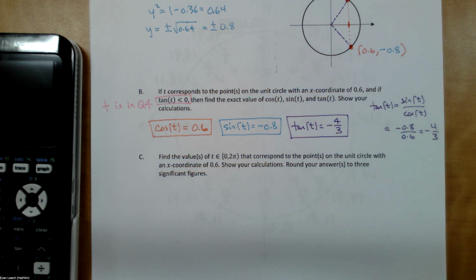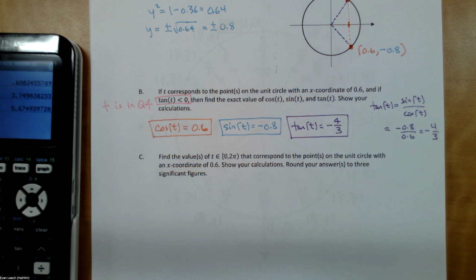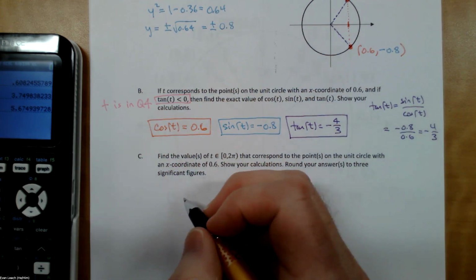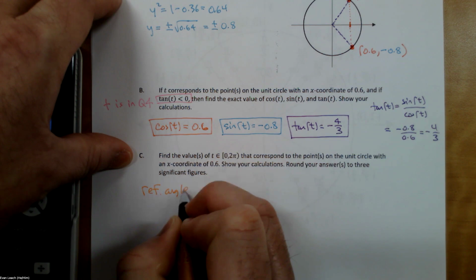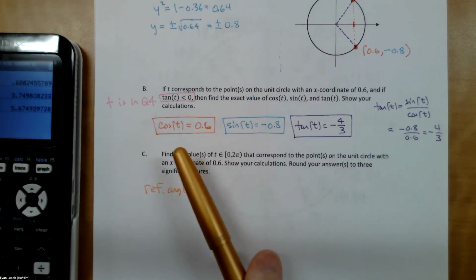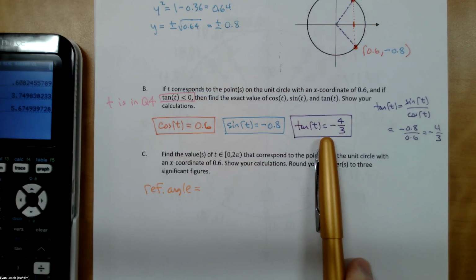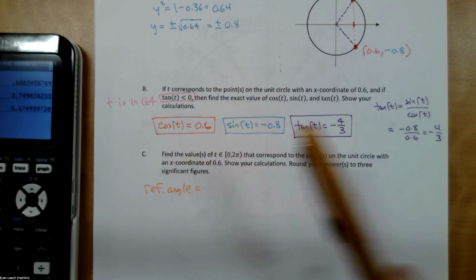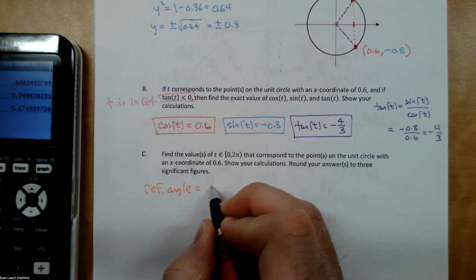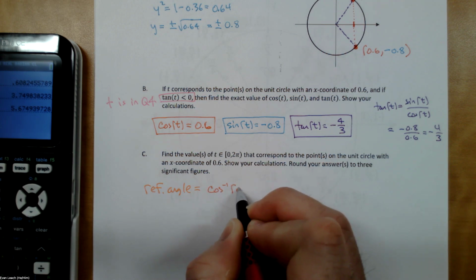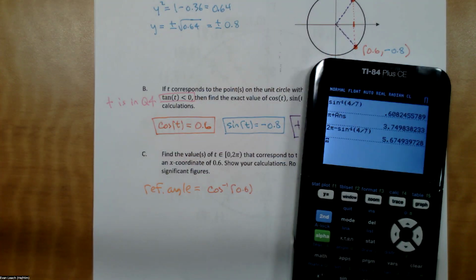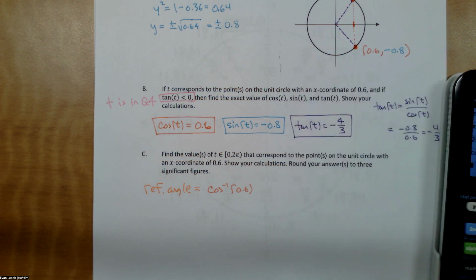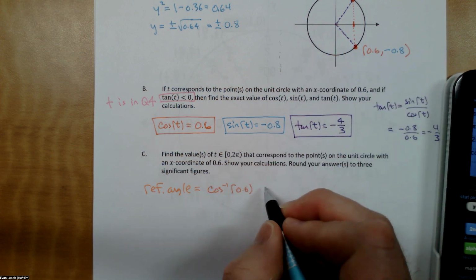So we're going to use a machine to find our reference angle. We actually have three options for how we're going to find our reference angle. The given information is an x coordinate of 0.6, so I could use that and say cosine inverse of 0.6. 0.927. But we also have the sine of t is negative 0.8.